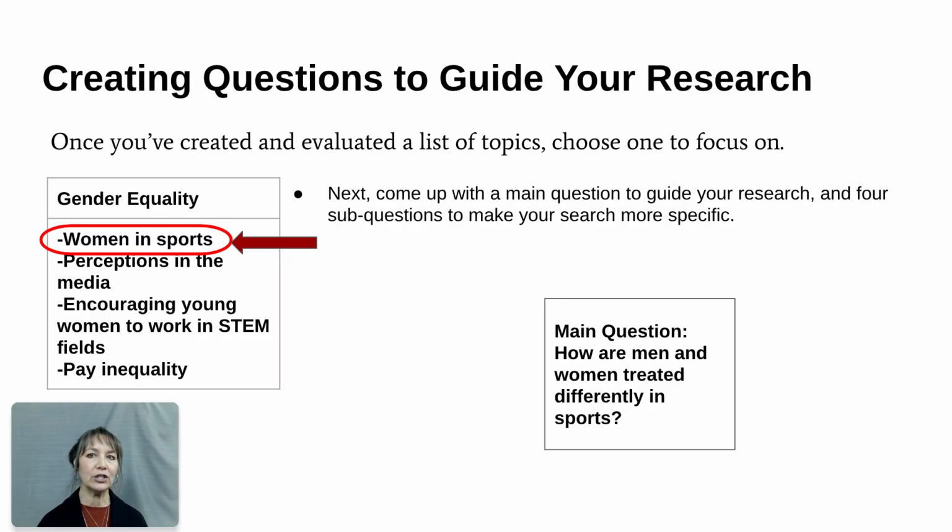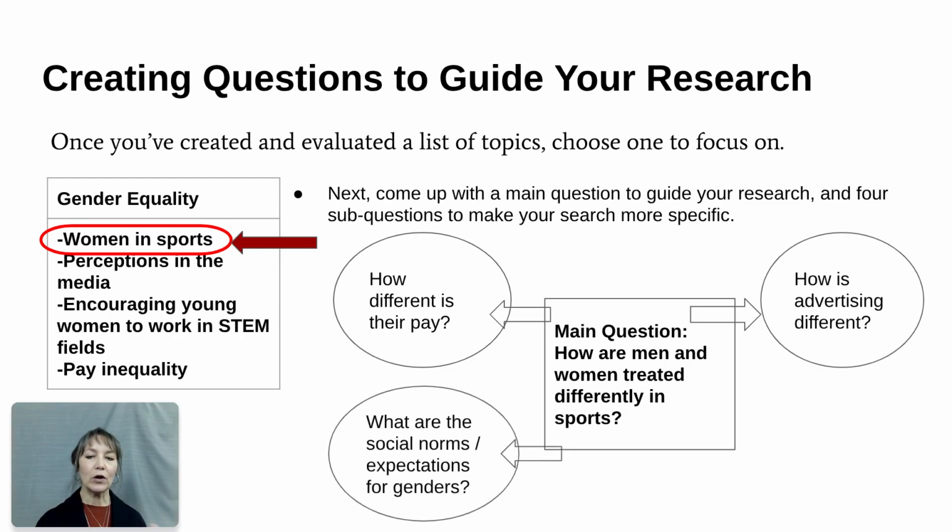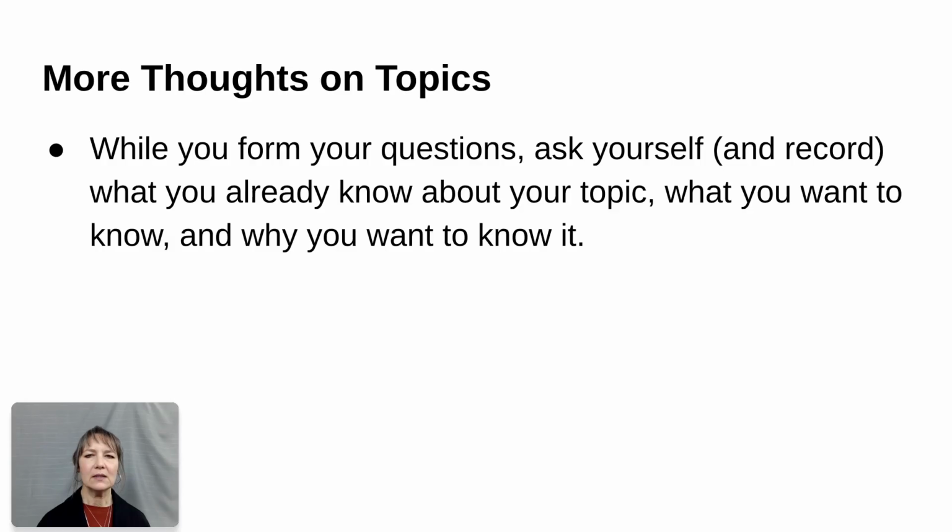So a main question could be, how are men and women treated differently in sports? And a sub-question would be, how different is their pay? Another one could be, how is advertising different? What are the social norms and expectations for the genders? And also, which sports are co-ed? Some more thoughts on topics. While you form your questions, ask yourself and record what you already know about your topic. That's really important. Think about what you want to know and why you want to know it.